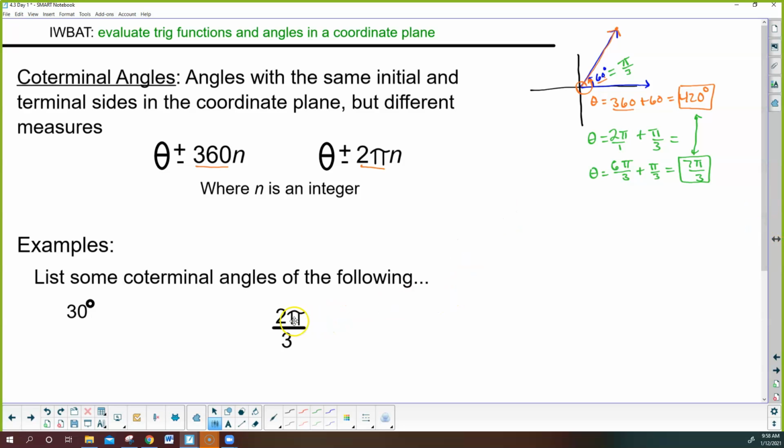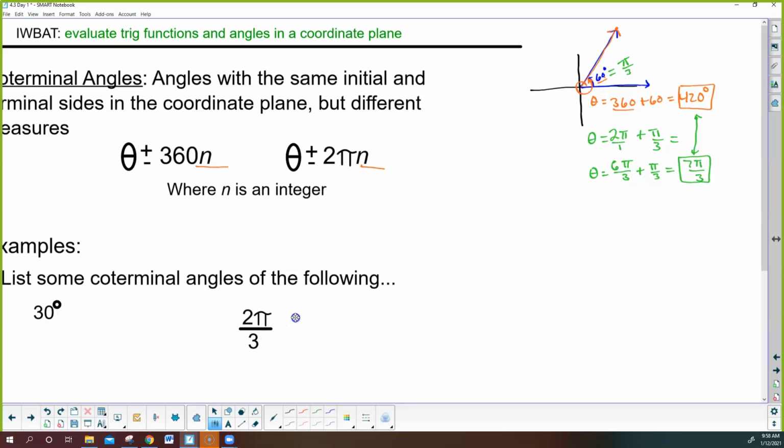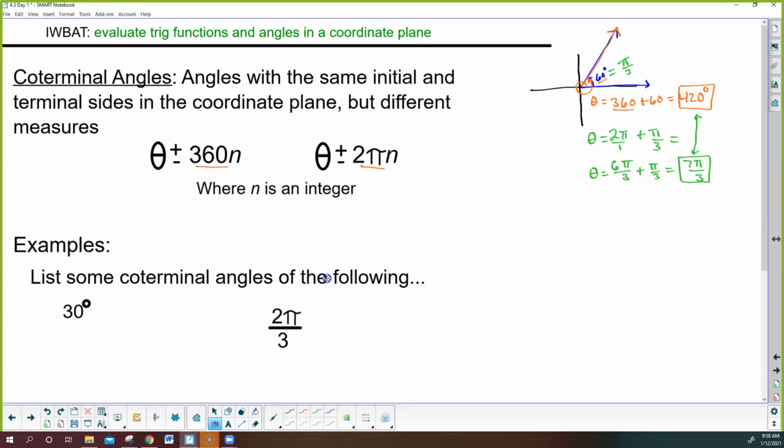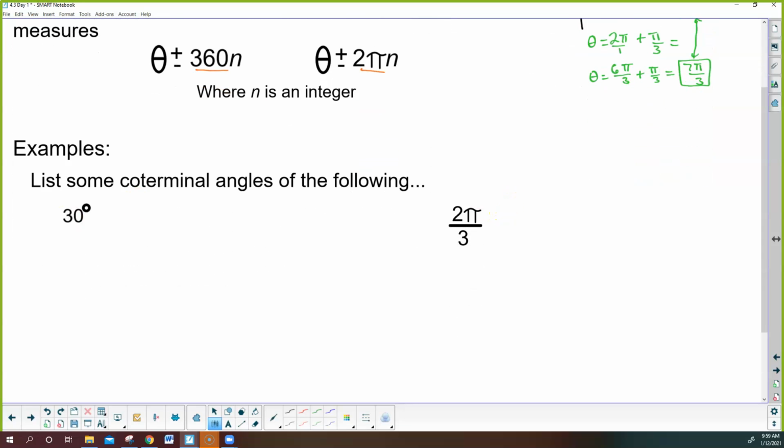So let's look at a couple. And we want to list some coterminal angles. Now notice, there's a plus 360 and a minus 360, so I can go in different directions. And I'm going to show you a really quick way to do this in your calculator, at least with degrees.